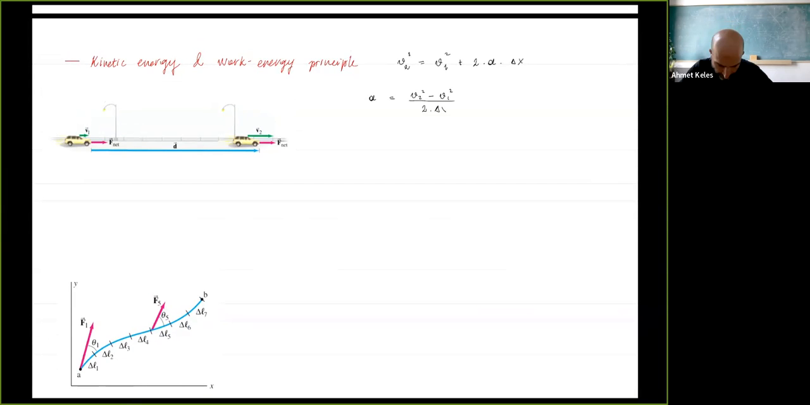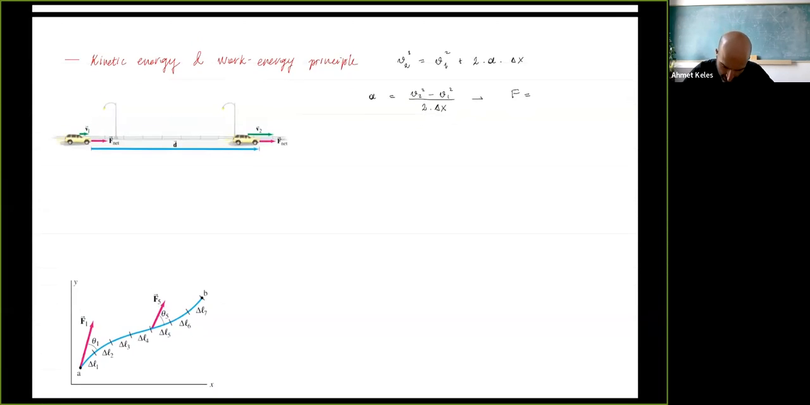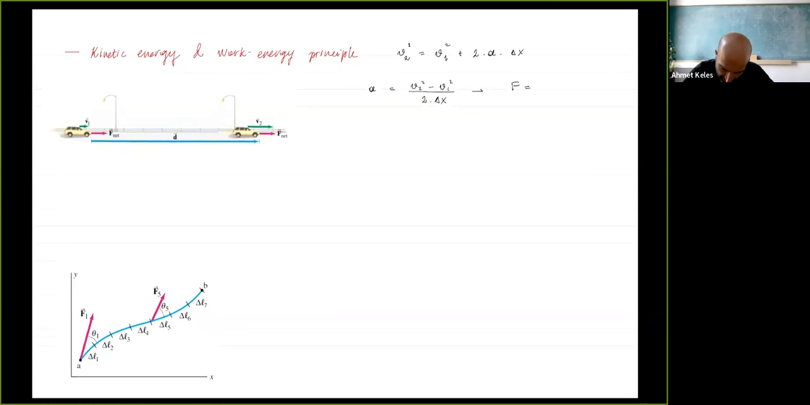And now I know the force. Force is going to be equal to, of course, we are assuming constant force for the moment. I'll generalize it later. F is equal to, of course, MA. So this is going to be M, times 1/2... A is equal to V2 squared minus V1 squared divided by delta X.